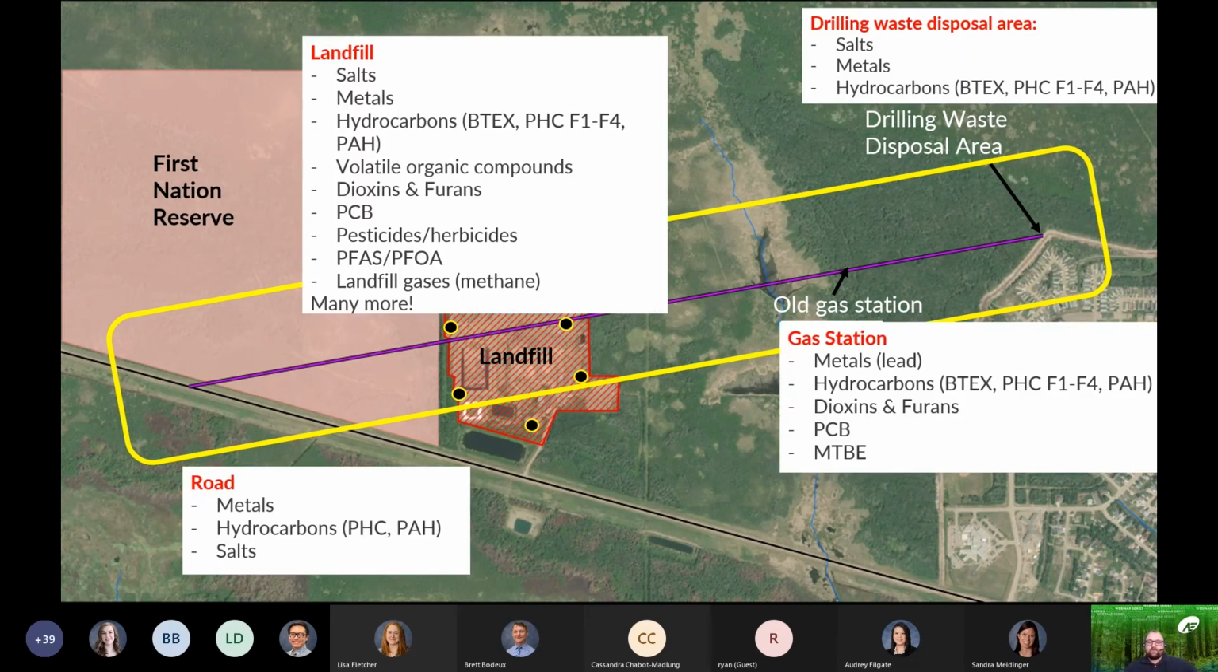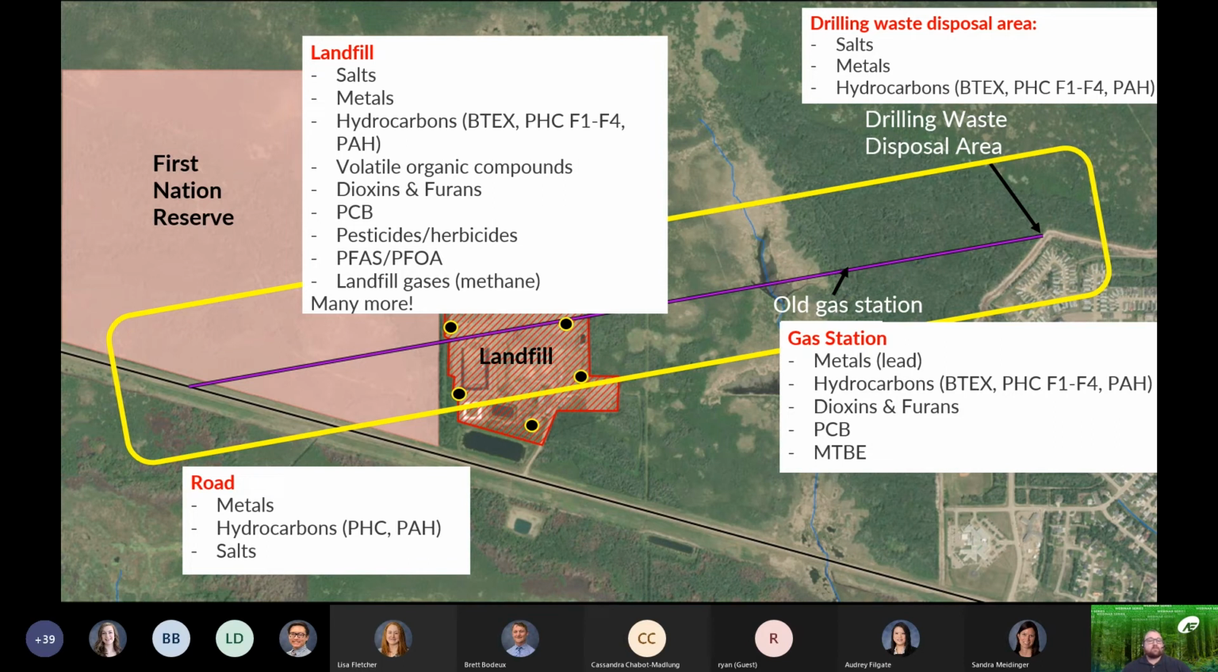So we'll just go through each of the APECs, the areas of potential environmental concern, and the list of items. Landfills, that's the main one. There are a ton of different parameters that could be a concern here, depending on the type of landfill and the waste that was deposited. So salts, metals, hydrocarbons, those are all the easy ones. The hydrocarbons can also include PAHs, which are polycyclic aromatic hydrocarbons, which are the carcinogenic hydrocarbons for the most part.